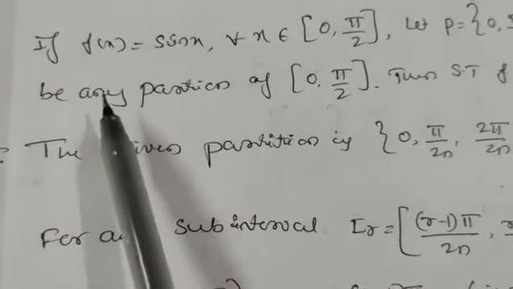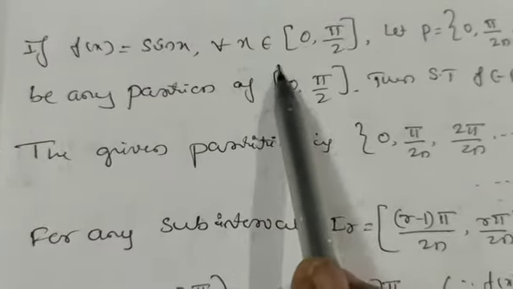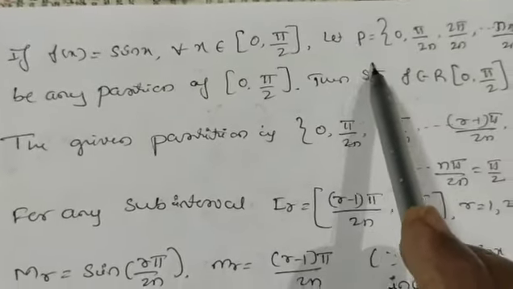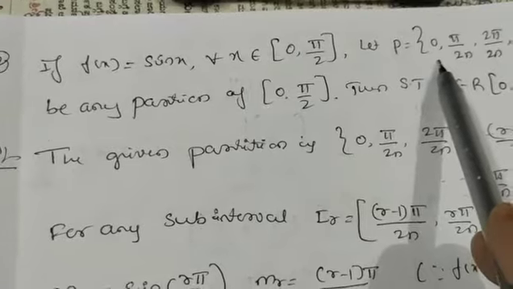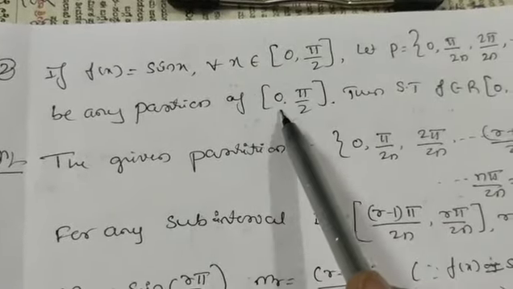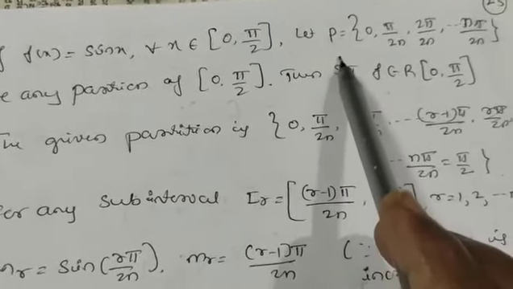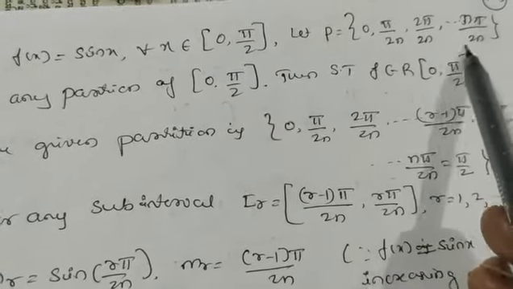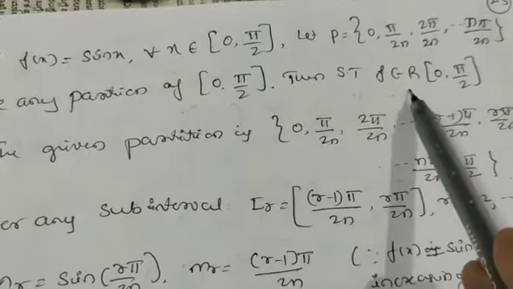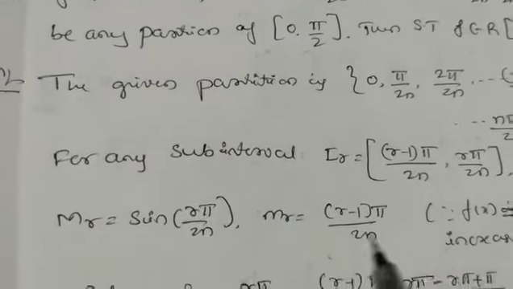Let us take one more example. If f of x equals sin x for all x belonging to 0 comma pi by 2, and let P be the partition of 0 comma pi by 2, given as 0, pi by 2n, 2 pi by 2n, etc., up to n pi by 2n, then show that f is Riemann integrable on 0 comma pi by 2.